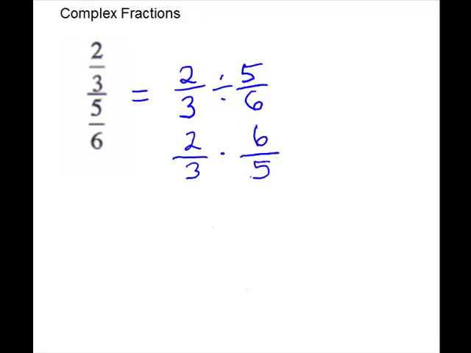You can simplify on diagonals. So we can divide by 3. 3 will go into 3 once, into 6 2 times. Nothing the other direction on the diagonal, and then multiply across. 2 times 2 is 4. 1 times 5 is 5. And now that is simplified.